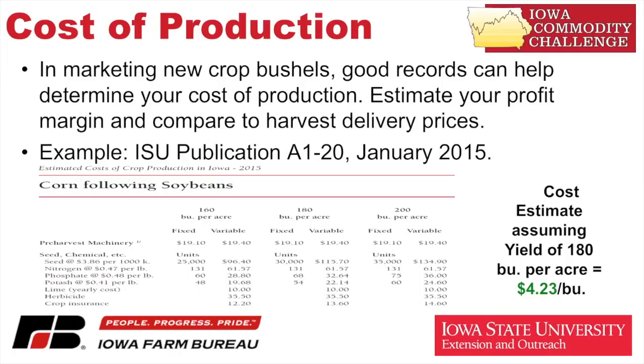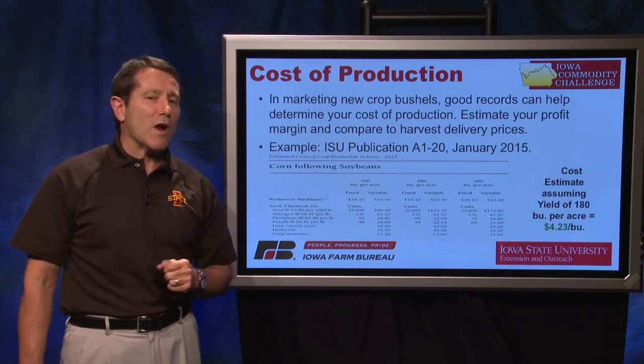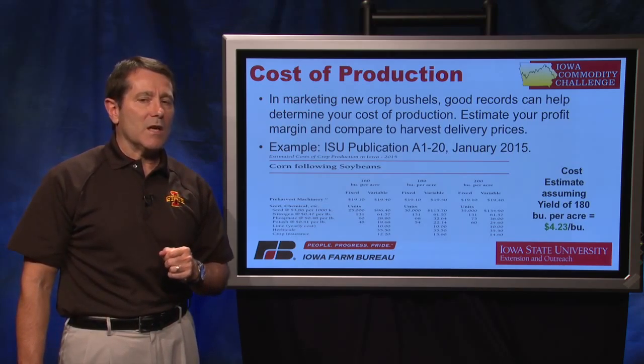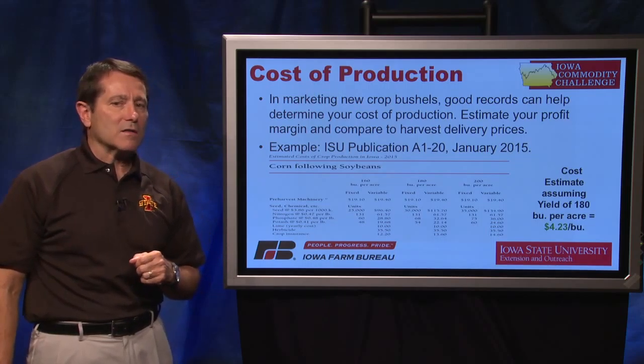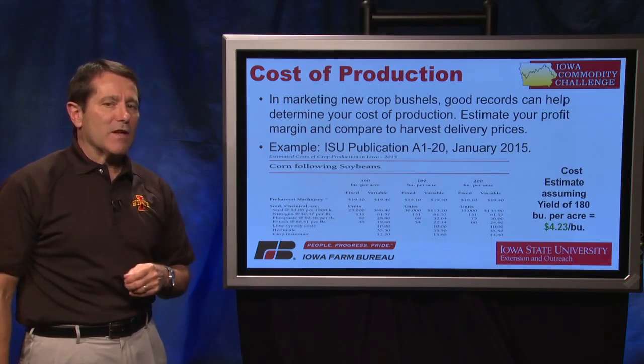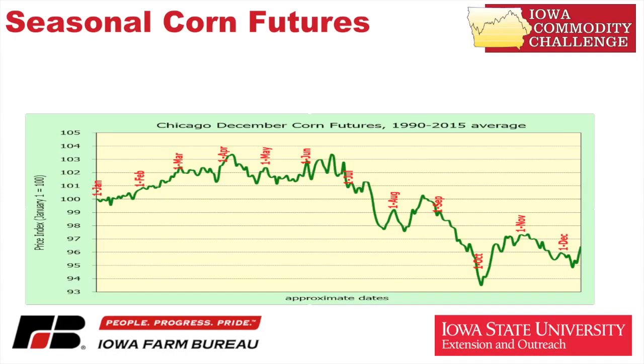In this example, we're using our medium yield of 180 bushel per acre, and we're calculating what we think might be a cost estimate on a per bushel, and that's $4.23 for this example of corn following soybeans. The importance of having a good record-keeping system and being able to calculate estimate of cost on a per acre and eventually a per bushel basis.